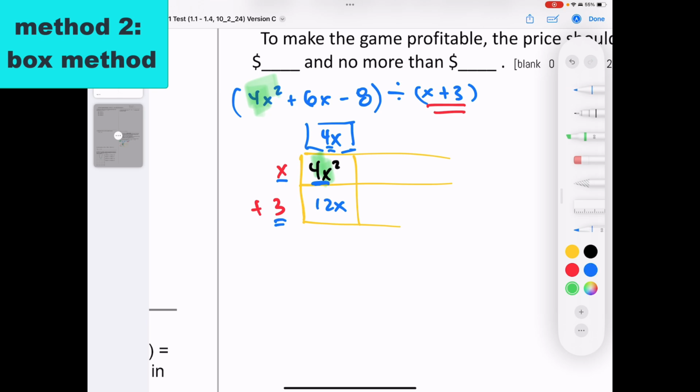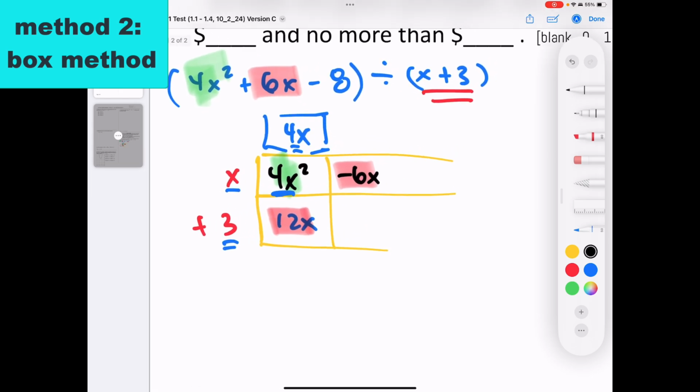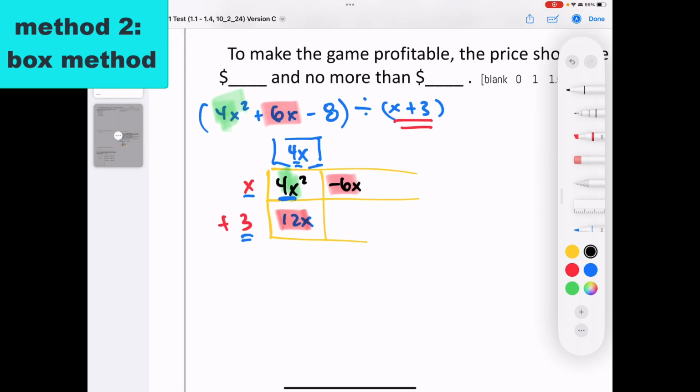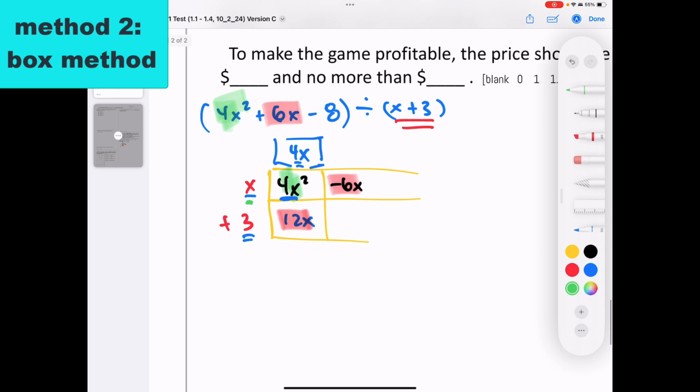Let's use a different color now. Okay, 12x plus something is going to equal 6x. So that is going to be a minus 6x. Because 12x minus 6x equals 6x. Okay, so now I have x times something is going to equal negative 6x. Well, this will be a minus 6. So negative 6 times x is negative 6x, and negative 6 times 3 is going to give me a negative 18. Okay, so now that finishes my box.